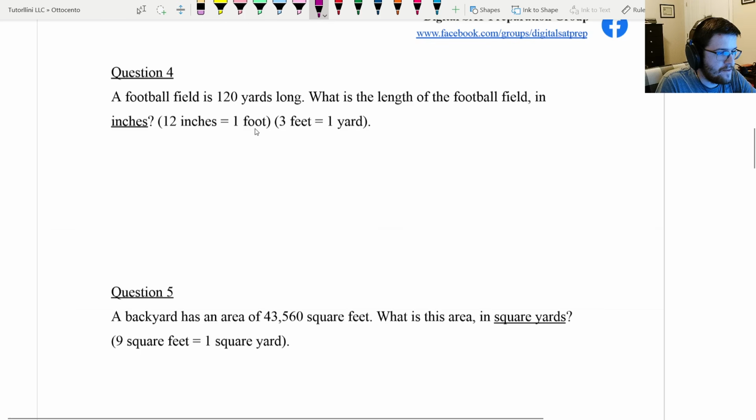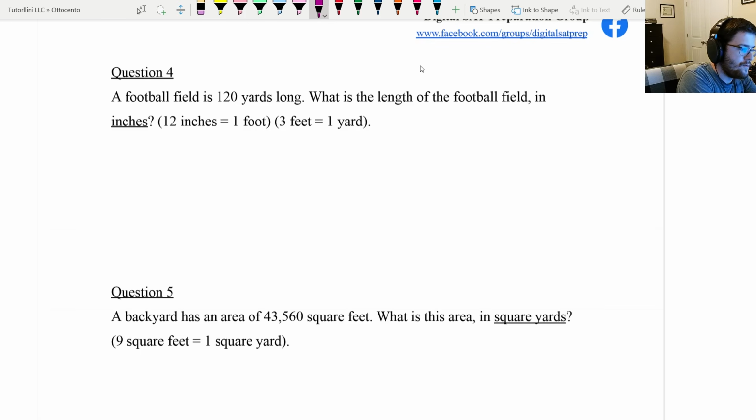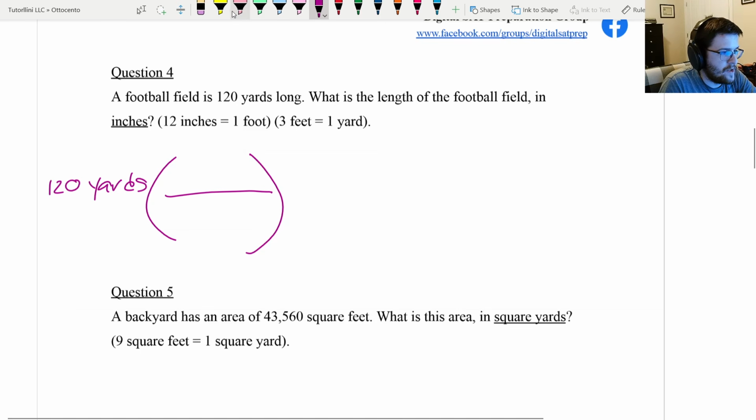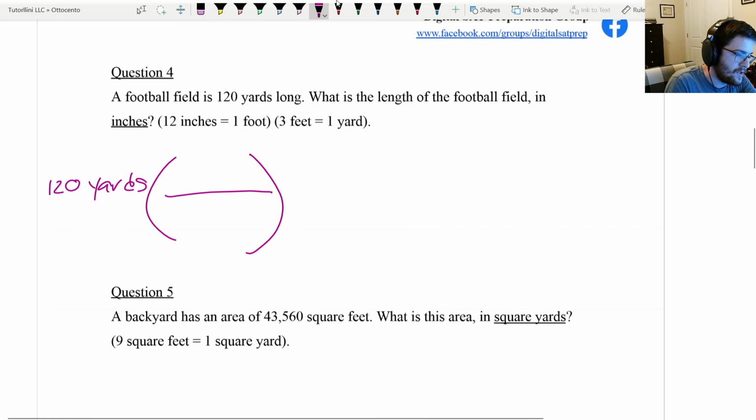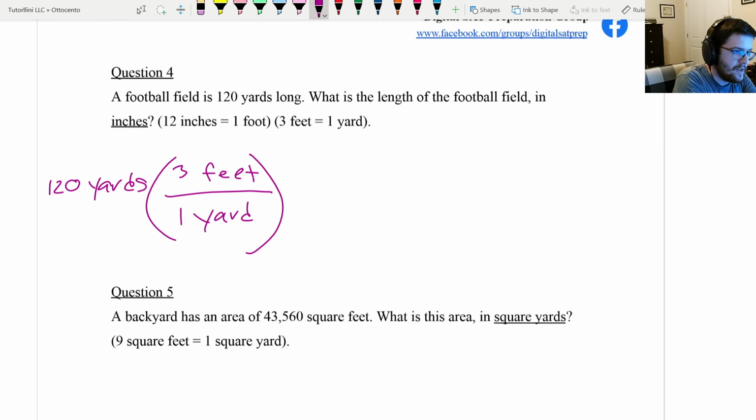All right, this one gave us 2. So we have to do a multi-step unit conversion. So 120 yards. Do I have a unit conversion with yards in it? Yes, I do. This one. So I'm going to put 1 yard on the bottom and 3 feet on the top. Do the units cancel? Yes, they do. I also don't need this anymore, so why don't I just cross it out?